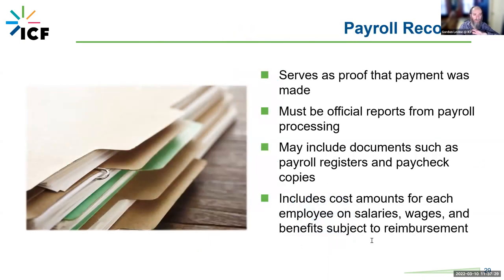For payroll records, we're really talking about something that serves as proof that payment was made, so that money went out the door. They need to be official records from payroll processing. That can look different depending on what software you're looking at, but it can't be like a note on a napkin. You're looking for something that a system produces. It can include documents like payroll registers and copies of canceled checks or paycheck copies. And it should include cost amounts for each employee on salaries, wages, and any benefits subject to reimbursement.